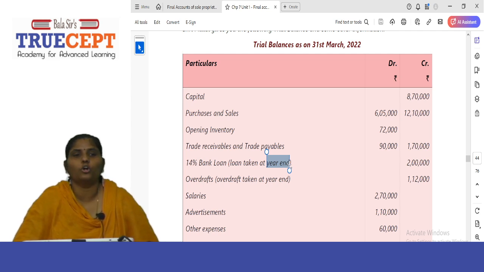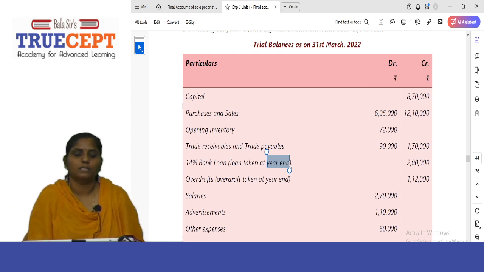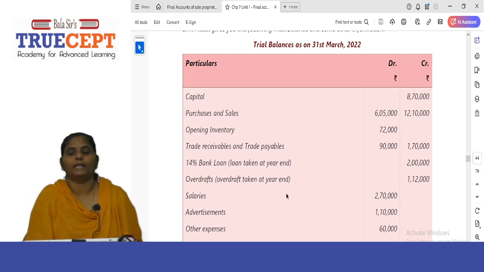Clear? So no need to put interest on the current year. We will pay interest next year. That's okay. But not in the current year's amount. Right? So 2 lakh rupee only in the balance sheet, 2 lakh you show. Clear? And next is the overdraft. And again overdraft is taken when? Year end. No need to pay for overdraft interest. Okay? Only show the overdraft in the balance sheet liability side.